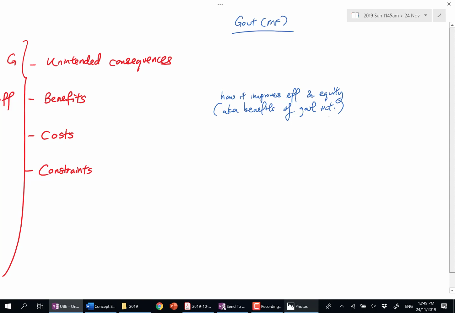Then the costs, okay? Usually we talk about cost as monetary cost, but both implicit and explicit. Implicit cost is, of course, opportunity cost.